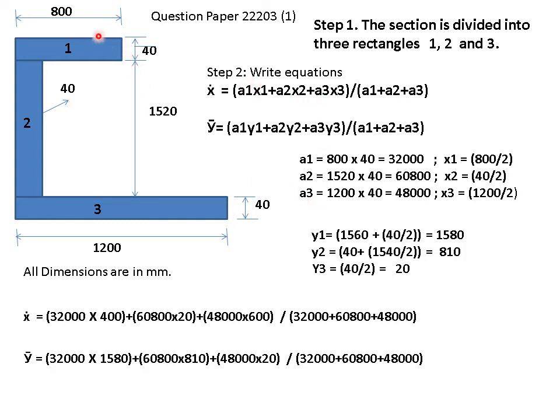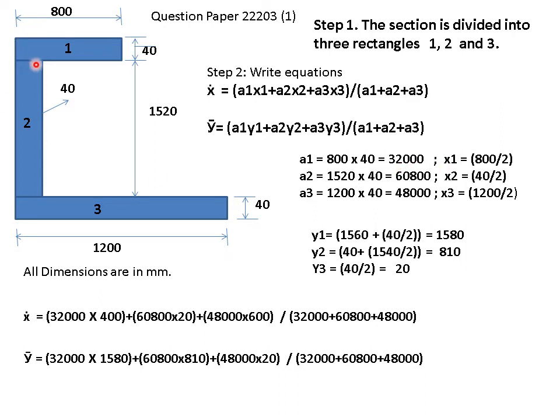a1 is the area of the first figure. Since I am calling this the first figure, the area of this figure is length multiplied by width. So 800 multiplied by 40, 32000 millimeter square.